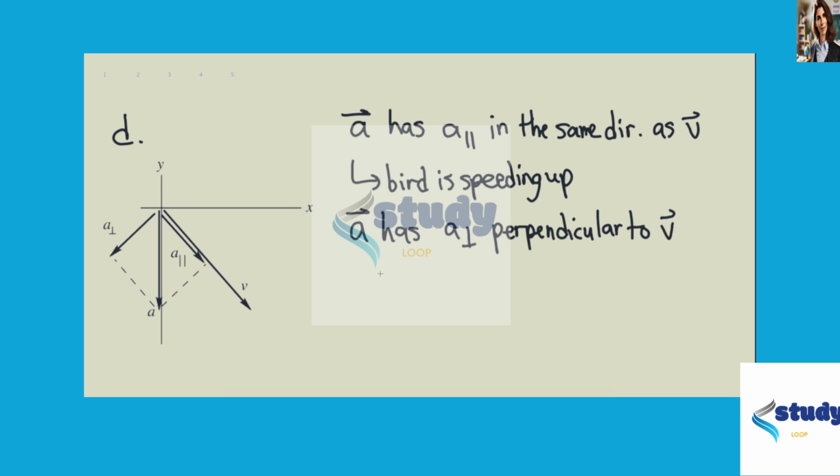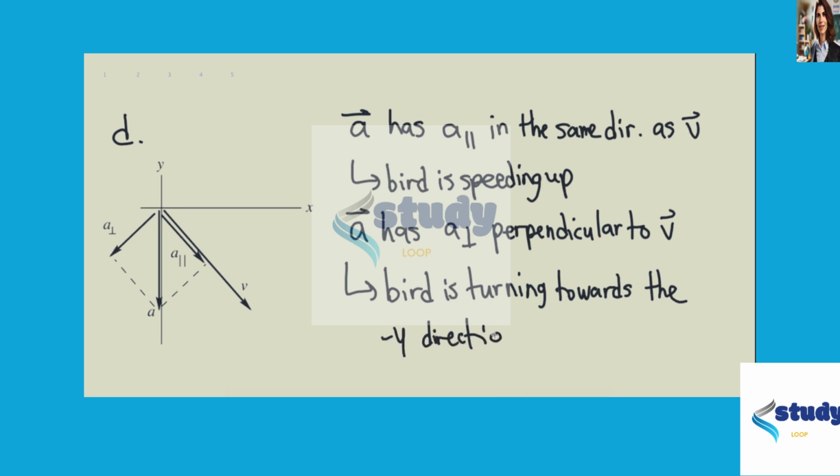So we can say that the bird is speeding up, and we can say that the bird is turning towards the negative y direction. So this would be our answer for part D.